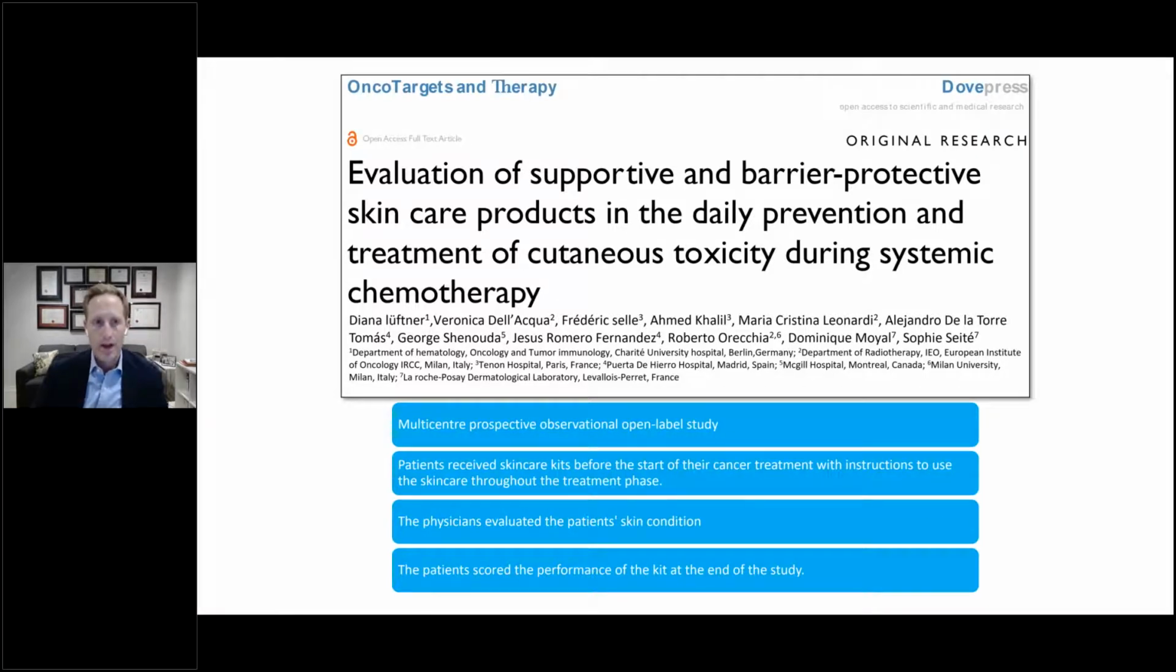So we really wanted to make this evidence-based. And so, why would we recommend a regimen like this? There has actually been direct evidence showing that implementing a dermocosmetic regimen can be beneficial to patients. So this was a multi-centered prospective observation open label study.